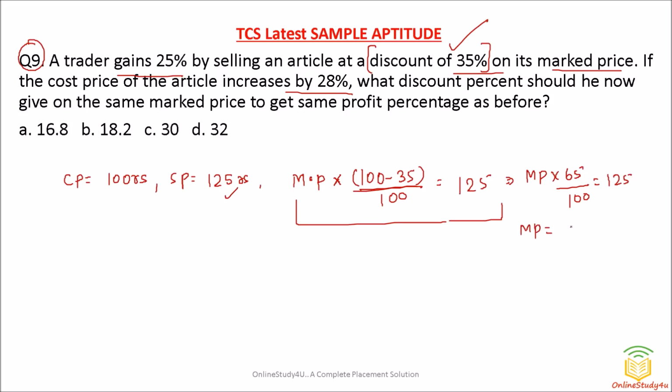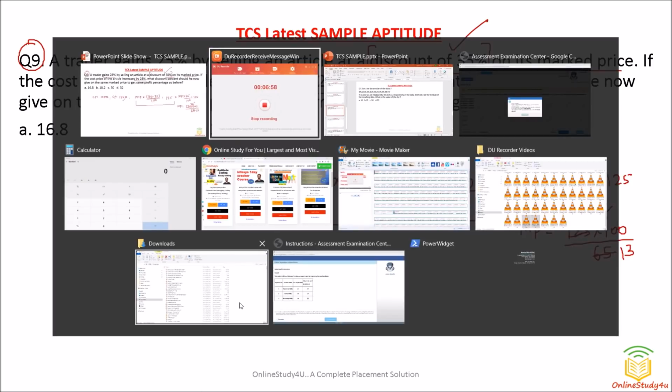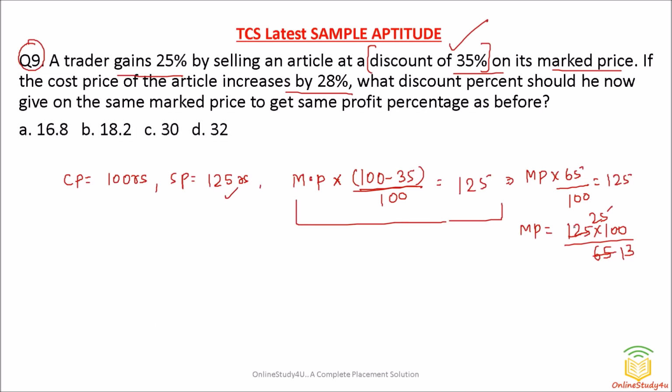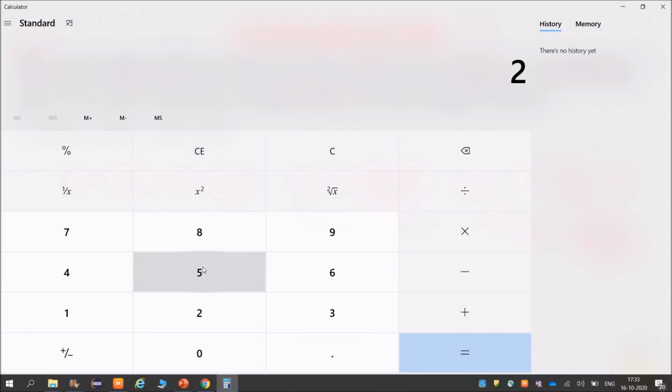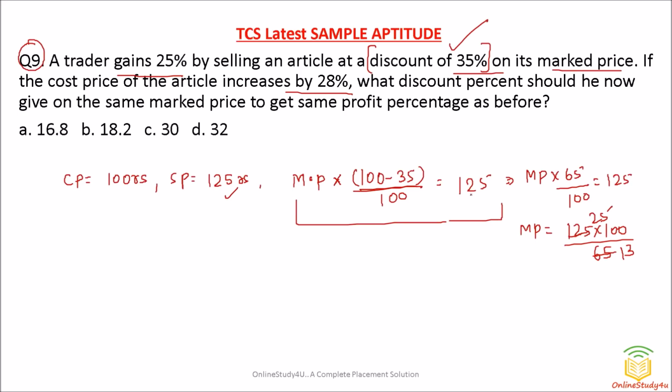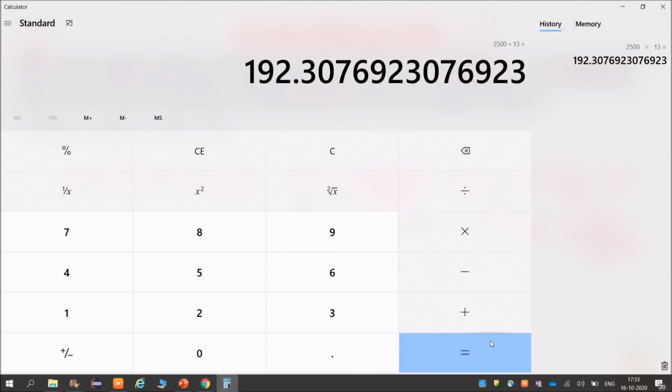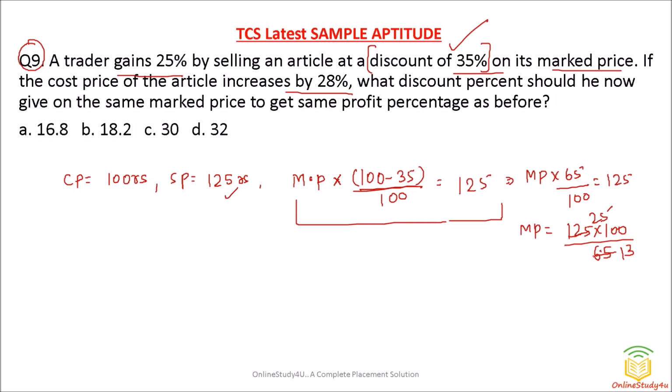So your marked price will become 125 into 100 divided by 65. That is 5 into 25, 13 times. We can use the calculator here. I am going to use my normal calculator. So 2500 divided by 13. I am showing you how and where to use the calculator as well. So it will be 192 rupees. The marked price was basically 192 rupees.